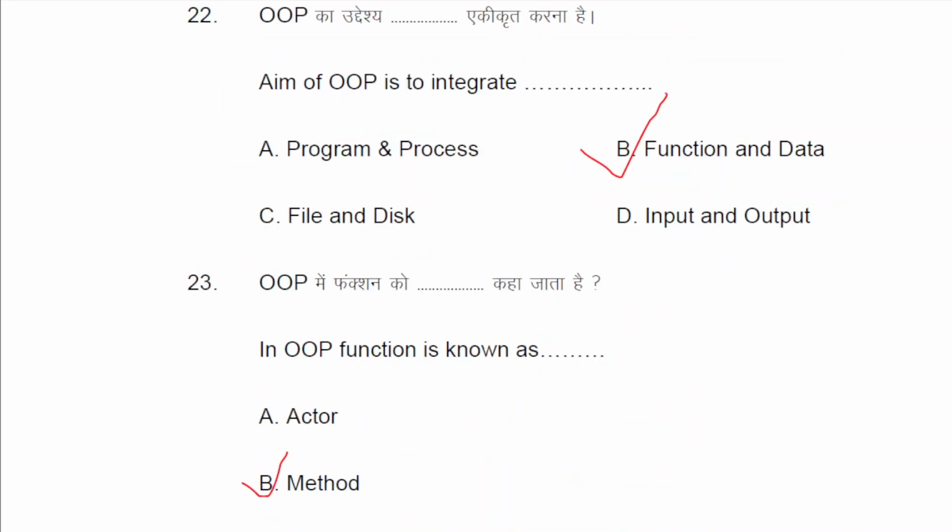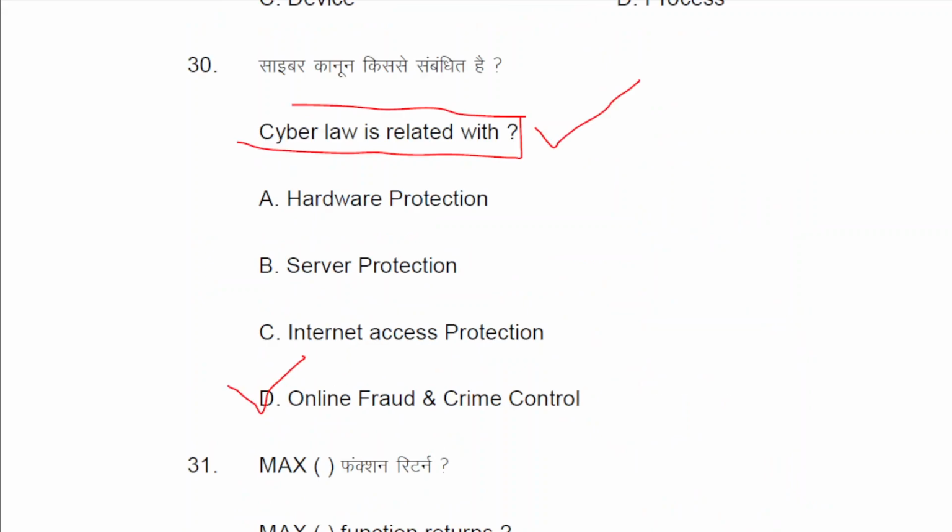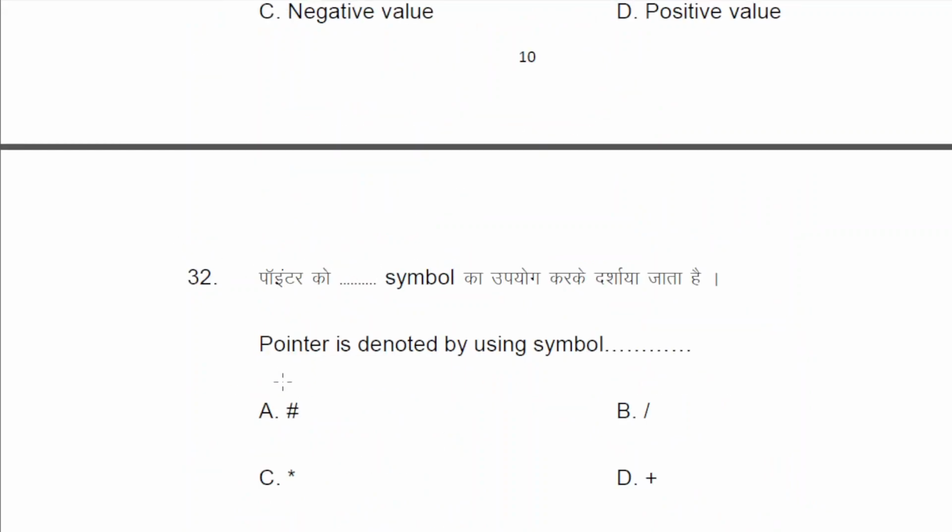Okay, we'll go on. 35, 32, 31, 32. Pointer is denoted with the symbol. As we all know, pointer is denoted with this symbol, a star.